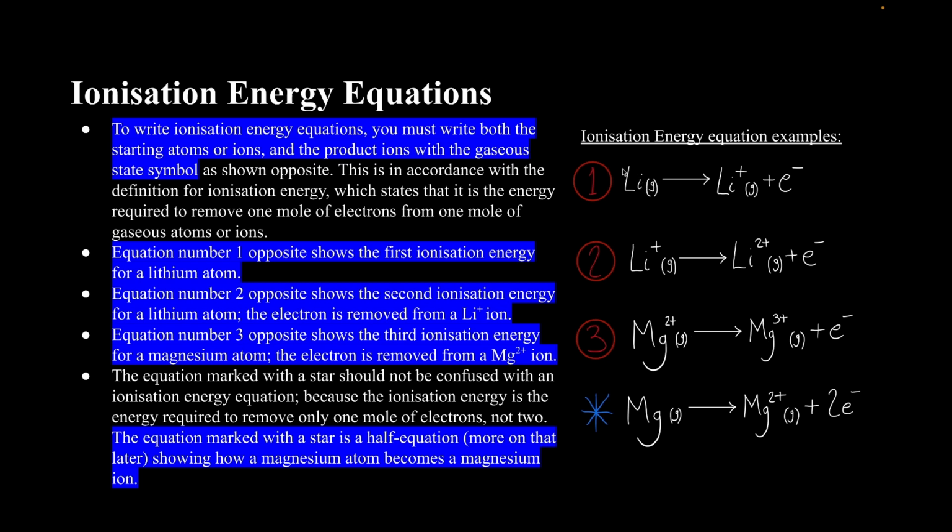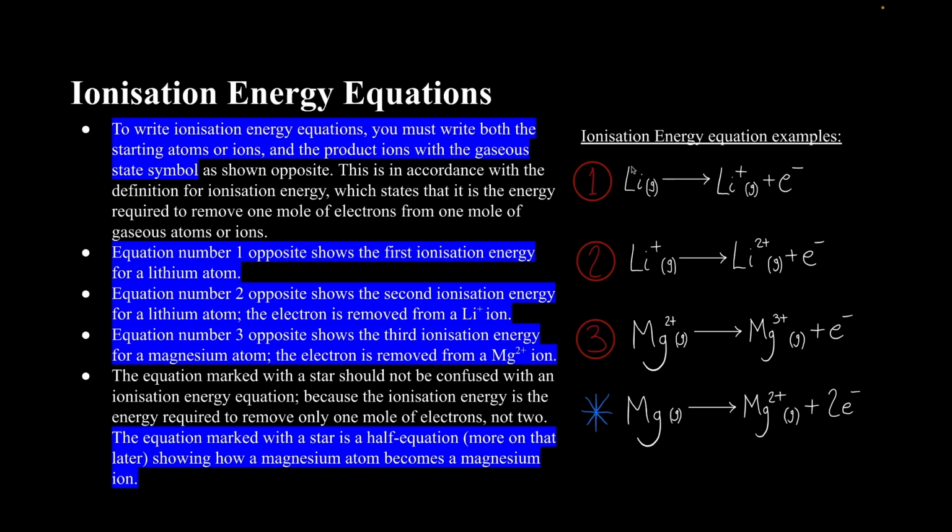So we need to represent the starting atoms or ions and the product ions using gaseous symbols. You don't need to represent the electron removed using a gaseous state symbol. And this is in accordance with the definition for ionization energy, which states that it is the energy required to remove 1 mole of electrons from 1 mole of gaseous atoms or ions to form 1 mole of gaseous ions. From these equations you can see that 1 mole of electrons has been removed from 1 mole of gaseous atoms or ions. They can also be ions for second ionization energies and greater, and again 1 mole of gaseous ions are formed. Equation number 1 opposite shows the first ionization energy for a lithium atom.